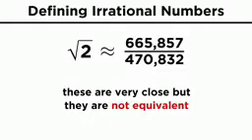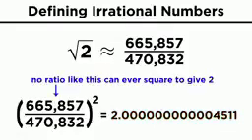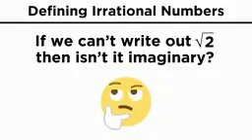If we try to approximate √2 this way, we can get very close with something like 665,857 over 470,832. But it's not exactly right, and when we square this number, we get something just ever so slightly larger than 2. No matter how precise you try to get with this ratio, you will never quite get to the true value. Now you might be wondering, if we can't write out this number no matter what we do, doesn't that make this number imaginary?